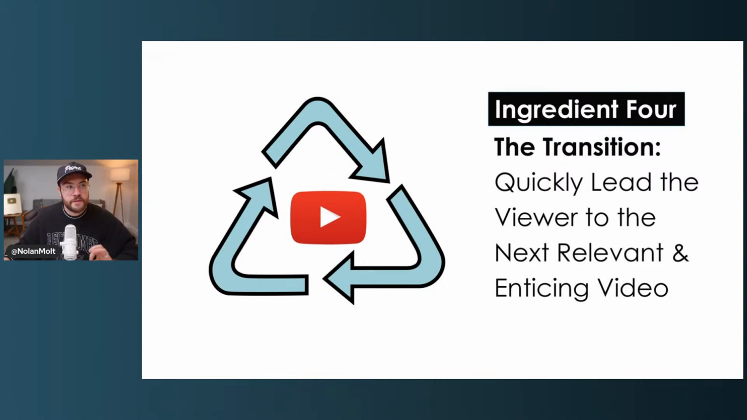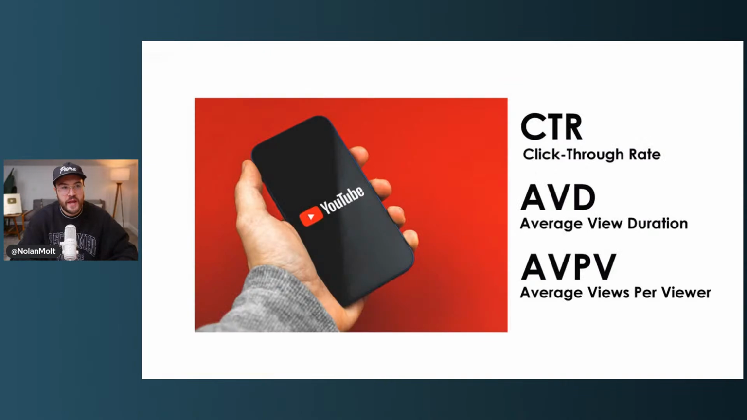All right, so here's another ingredient. This is ingredient number 4, and this is super, super important. And I want you guys to hang with me here as we go through this, because if you can do this, you can 2 to 5x your views on YouTube. If you can do this correctly, you can start doubling, even like 5 times more views. This is how important ingredient number 4 is, which is the transition. So you want to quickly lead the viewer to the next relevant and enticing video. Let me show you how to do this.